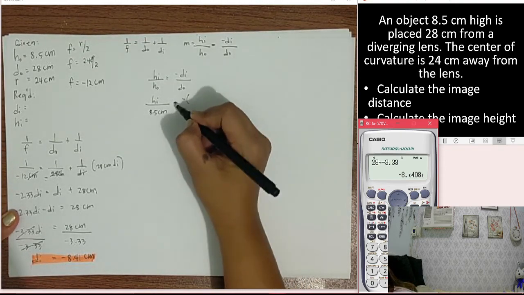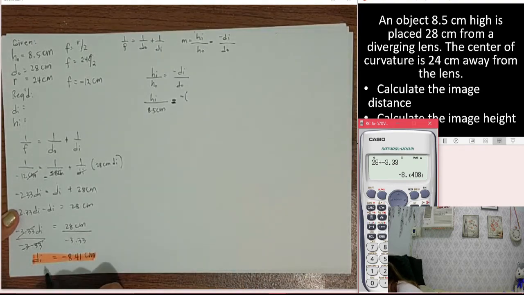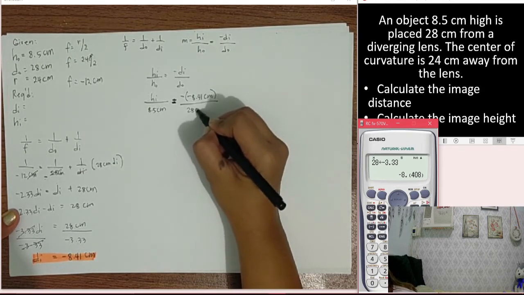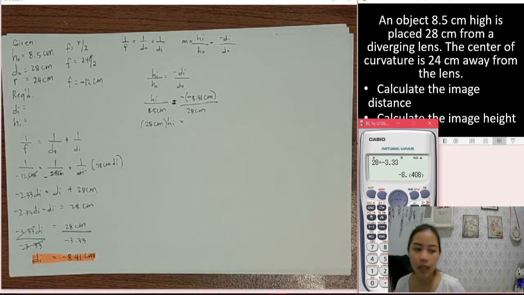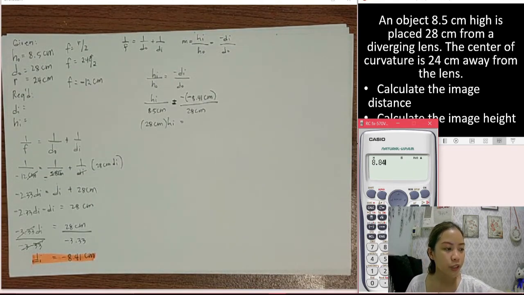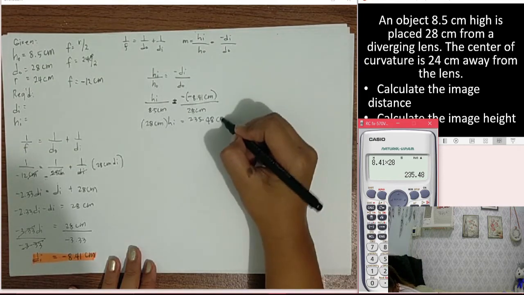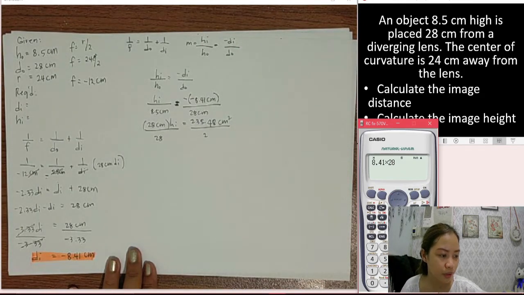So this is equals, I'm sorry. Negative times negative from the value here, 8.41 centimeters, divide the d o, that is 28 centimeters. Just simply cross multiply. So 28 centimeters h i is equal to negative times negative, it's positive. So we have here 8.41 times 28, that is equal to 235.48 centimeters times centimeters, that is cm squared. Oh, sorry, it should be 8.5. I'm sorry.